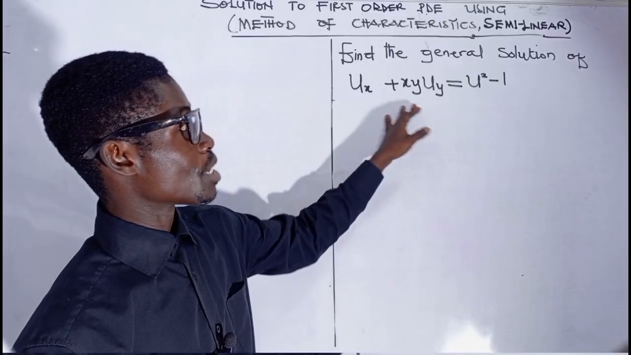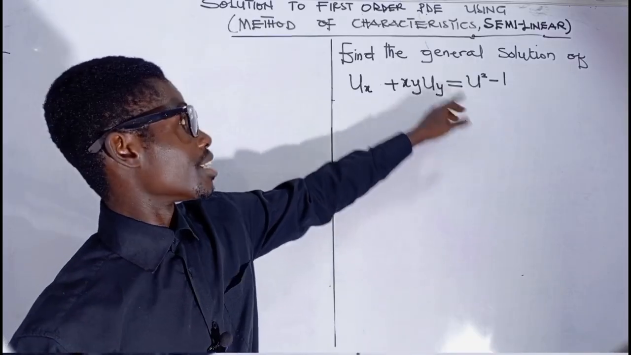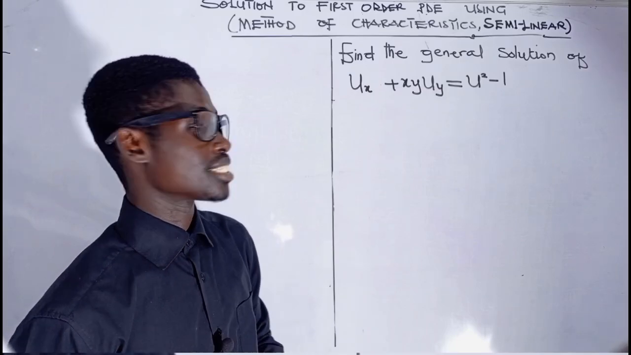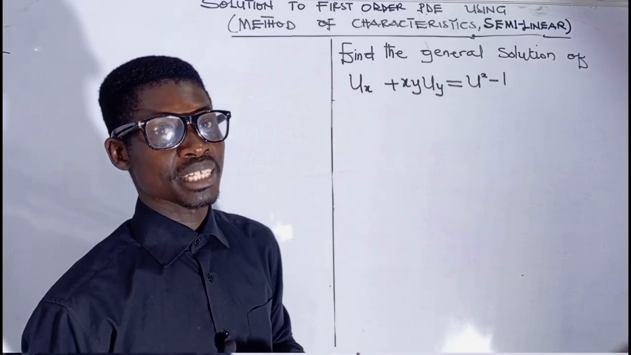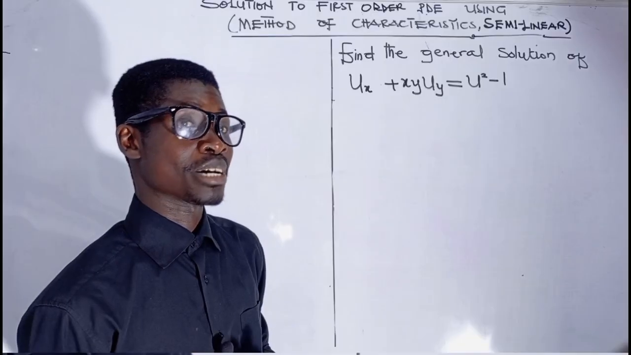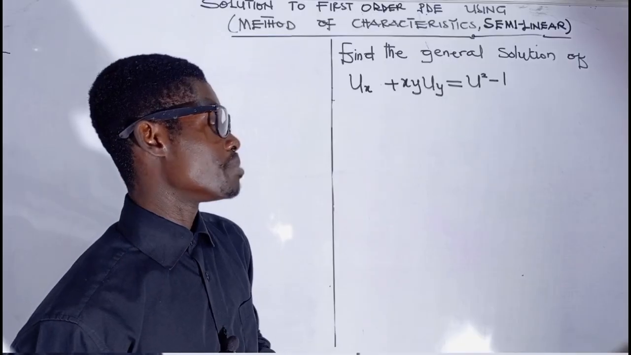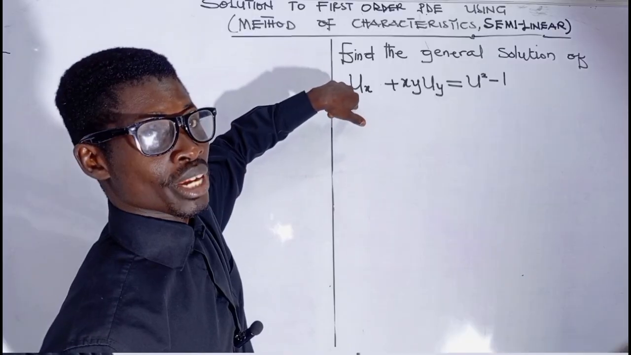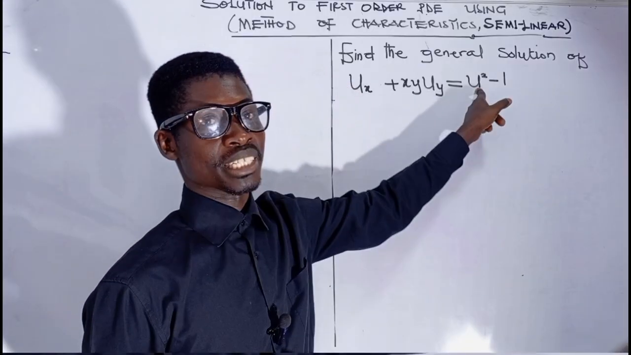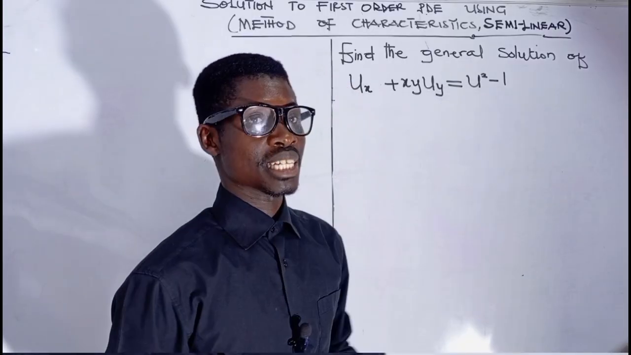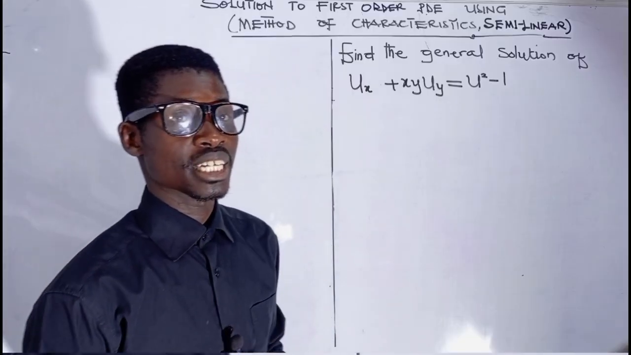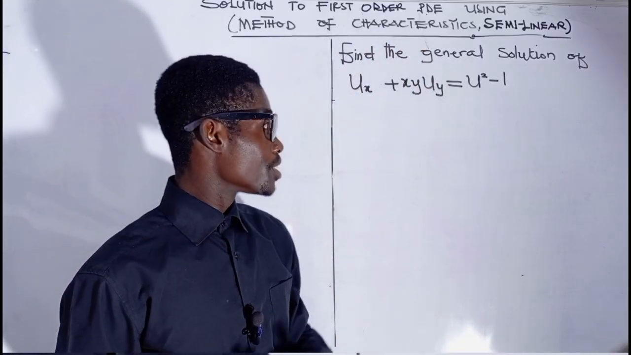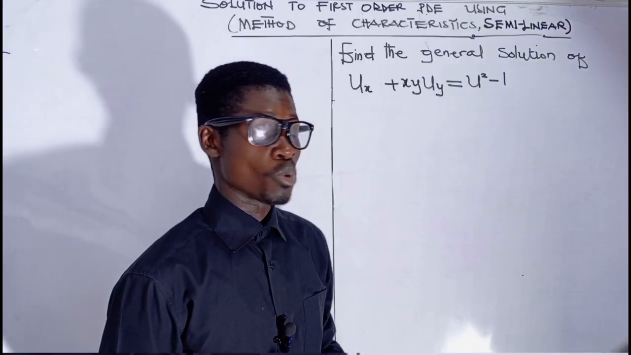Remember that this example on the board falls under semi-linear PDE, and we said that for a PDE to become a semi-linear PDE, the non-linearity must be on the dependent variable u. So you can see that what makes this PDE non-linear is on the dependent variable u. So this is a semi-linear PDE, and we want to solve it using the method of what? Characteristics equation. So without wasting my time, let's set the ball rolling.